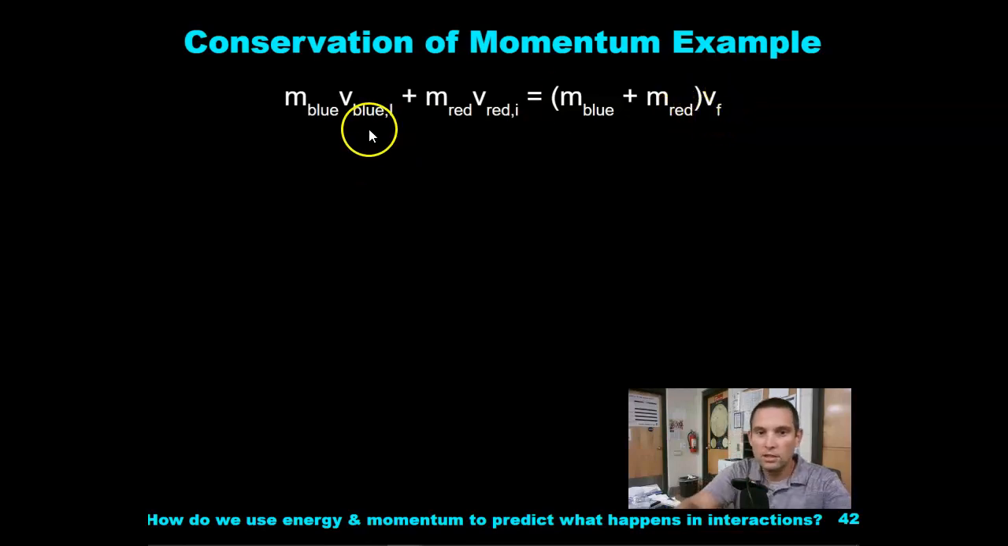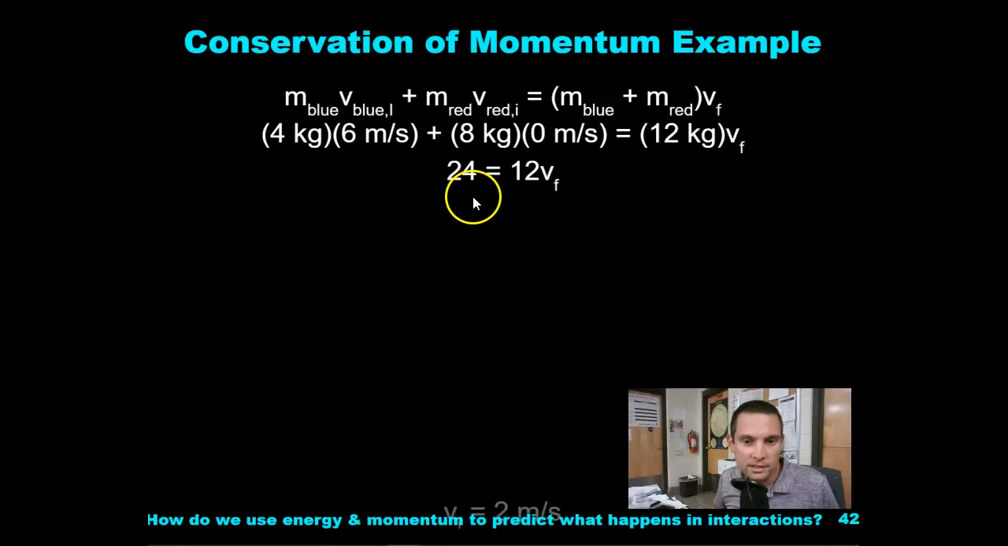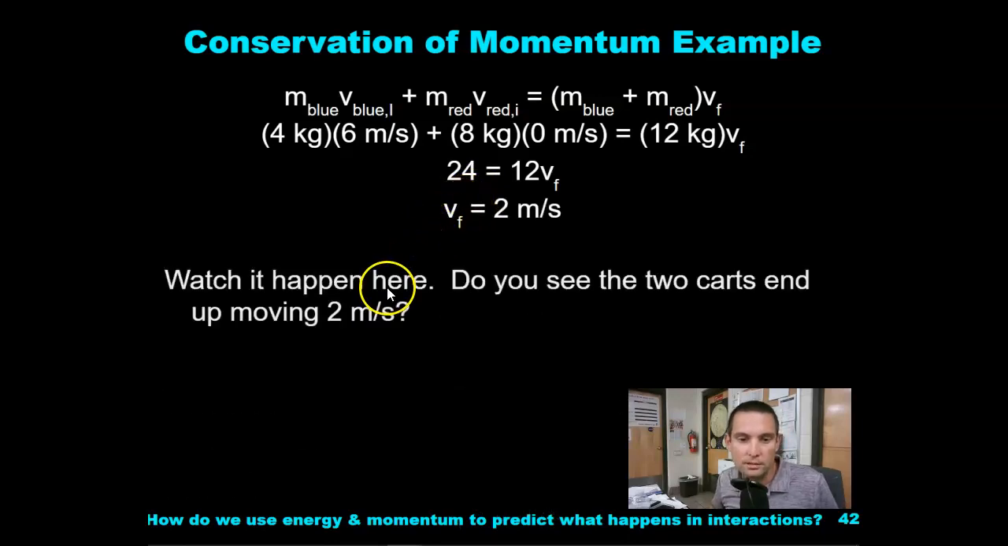Because we start with two objects, we have object 1, object 2, and then they come together and the two masses join. The next step is just plugging in the numbers. 24 equals 12v. Guess what the final velocity is? 2 meters per second.